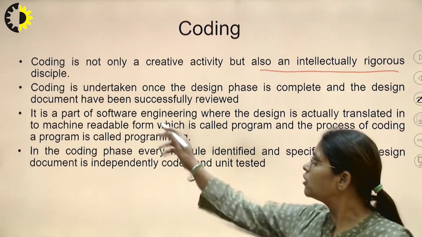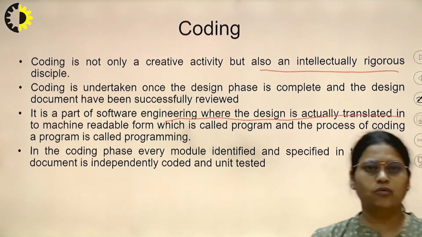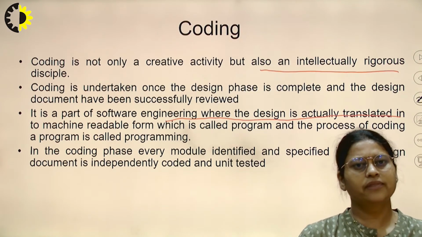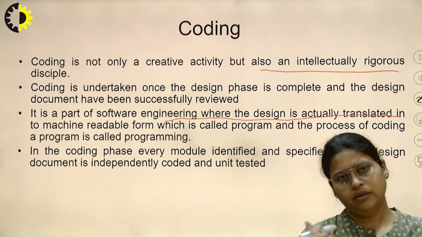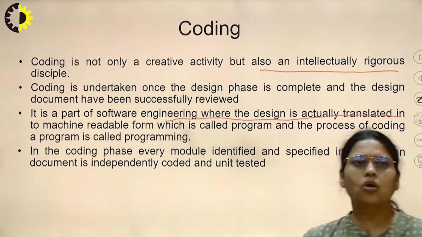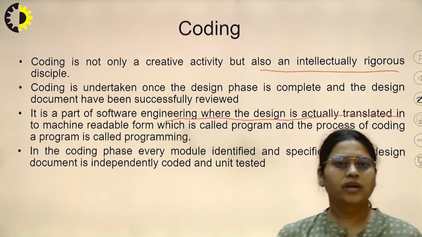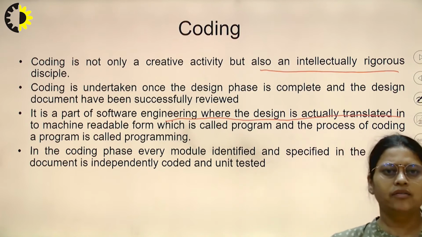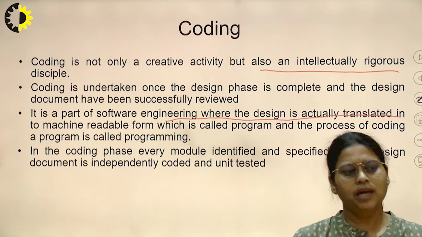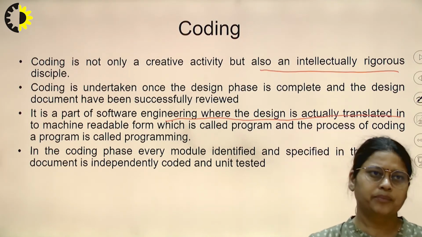It is a part of software engineering where the design is translated into a machine readable form. So we start programming in this phase, and we translate the problem into a machine readable form, which is called a program, and the process of this coding is called programming. If we are a developer or a programmer and have knowledge of any programming language, then we can easily translate the problem into a program.